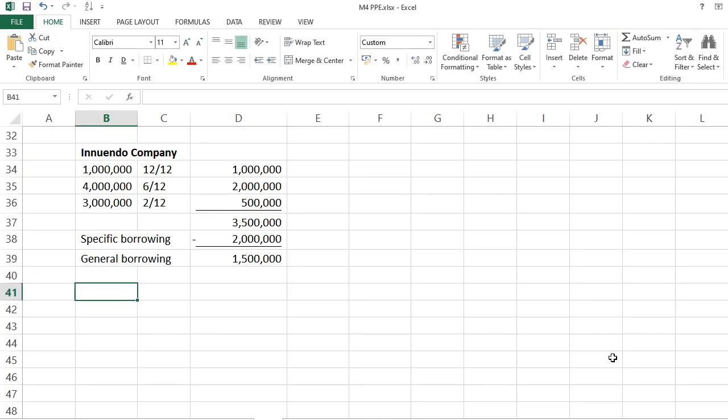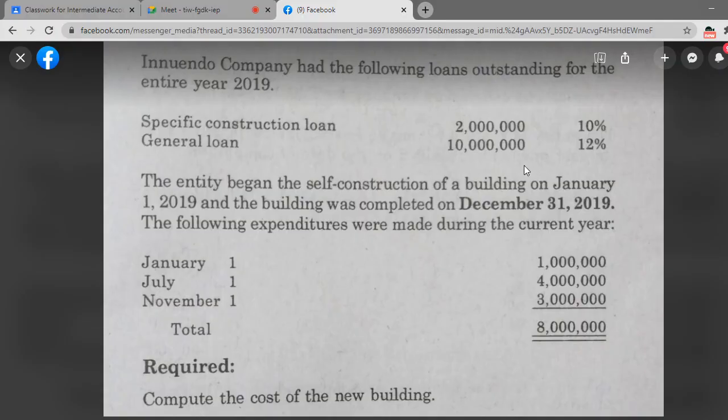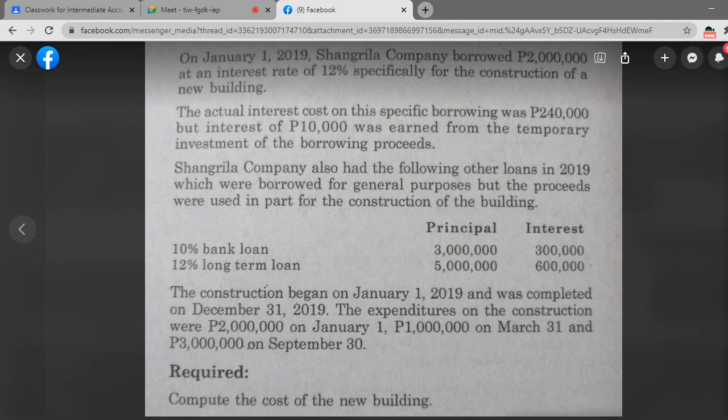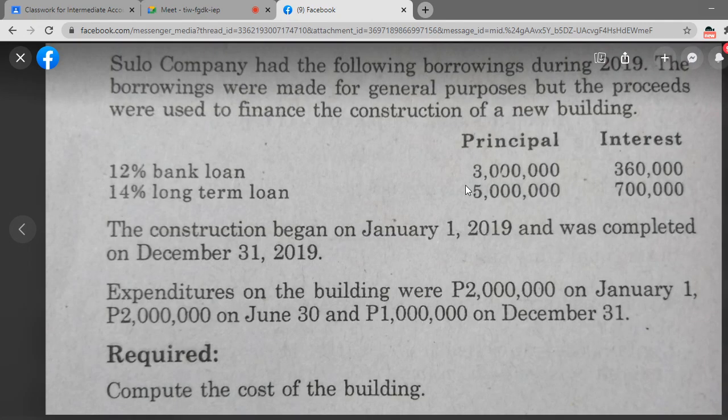Now, let's compute for the capitalization rate. But if you could notice, we only have one general loan. Kailangan pa ba nato mag-compute og capitalization rate? Hindi na. Bakit? Automatic na yan na 12%. Hindi siya katulad nung kay Shangri-La kanina and the first problem as well. We have two general loans. So, medyo ma-confuse ta which rate will be used.